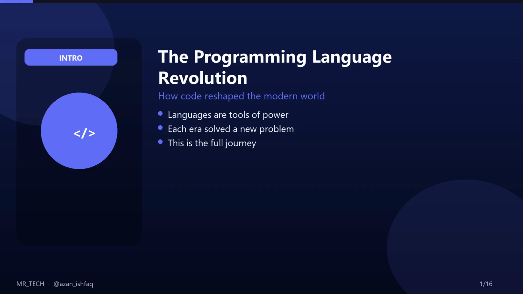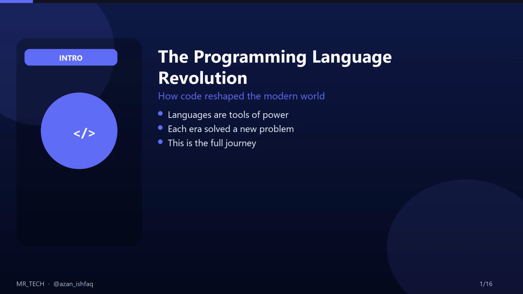Every major language was invented because the previous generation hit a wall: too slow to write, too unsafe, too hard to scale, or too far from the problem being solved. By the end of this video, you will understand why assembly still matters, why C became the foundation of modern systems, why Java conquered enterprise software, why JavaScript owns the web, why Python rules data and AI, why SQL still pays salaries, and why new languages like Rust and Go are rising right now.